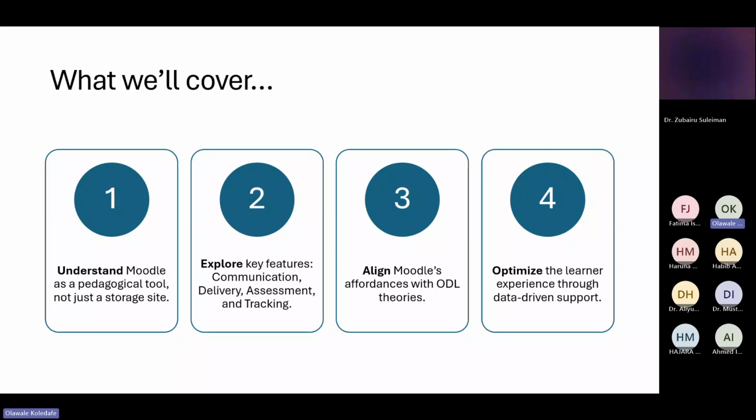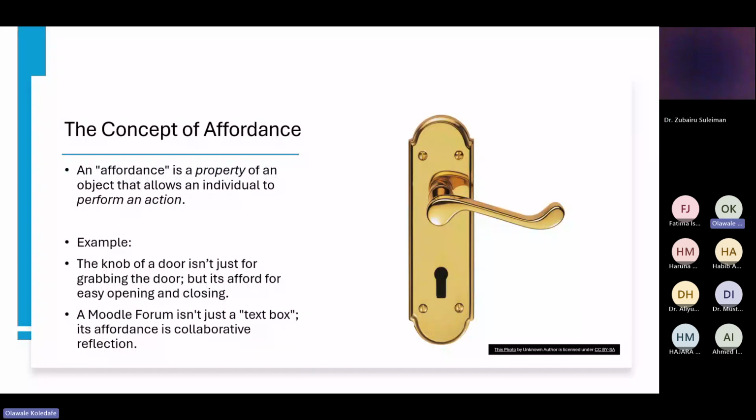We'll start with the concept of affordance. What is affordance? If you look at my screen very well, you will notice there is a door handle, which could be used intuitively. When you hold the lever and pull it down, you expect the door to open, and you expect the door to also close when you use the handle.